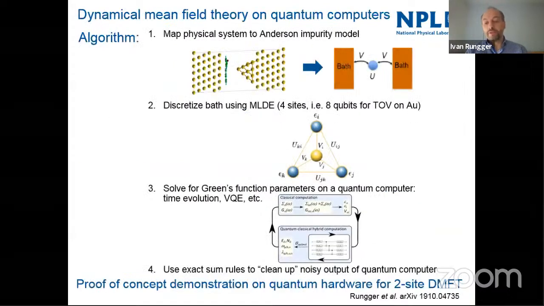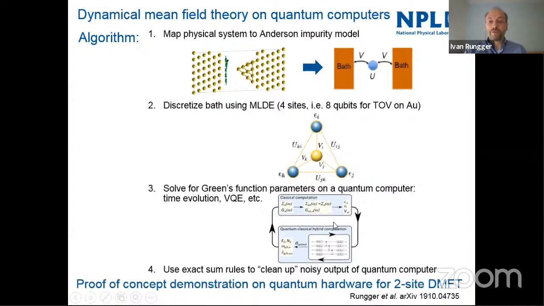And so to conclude, maybe just the algorithm that we are following for this. As an example, I take this TOV molecule on gold, but this can also be a crystal that requires DMFT. The first step is to map the real physical system to this Anderson impurity model. Then we discretize the bath, and what we are suggesting is to use MLD rather than exact diagonalization. Again, in this example, we need 4 sites in total, meaning 8 qubits. So we think that's definitely doable.